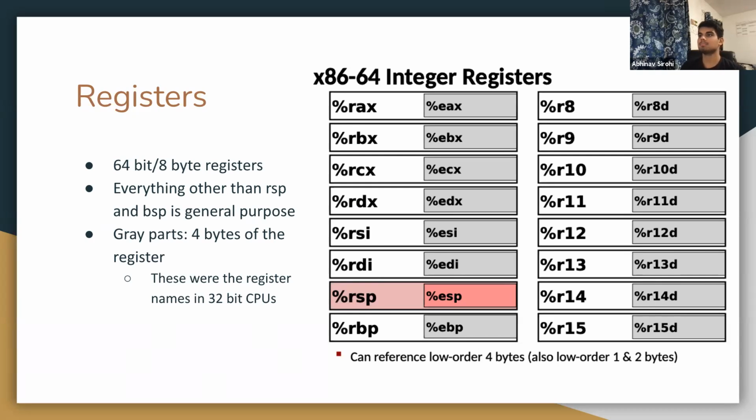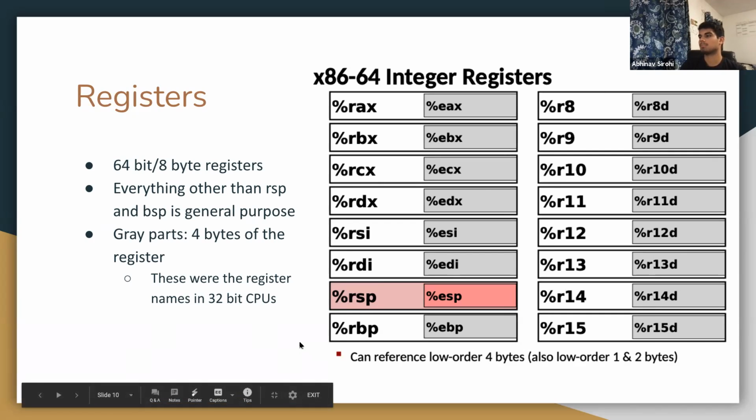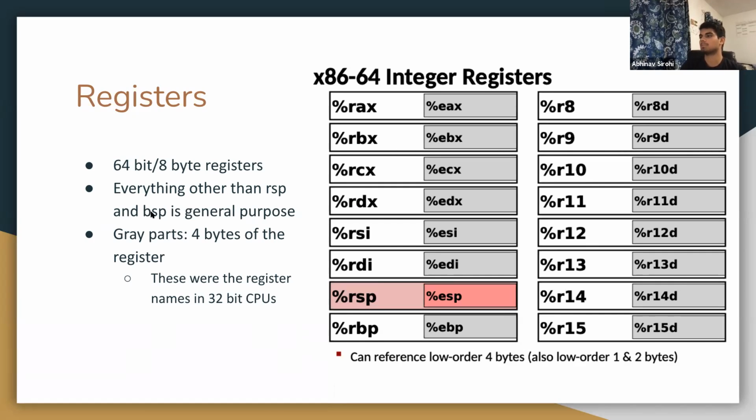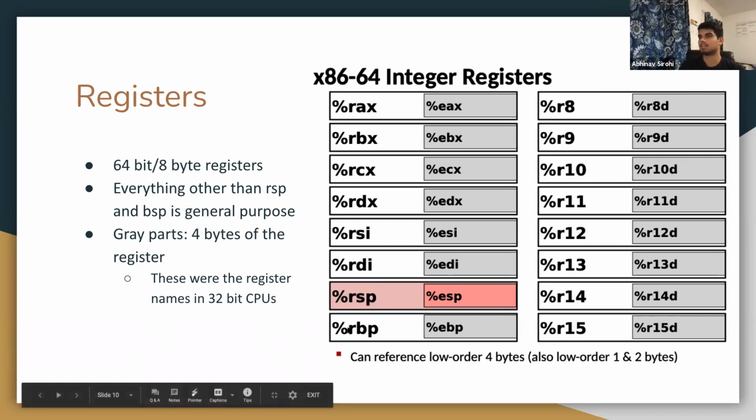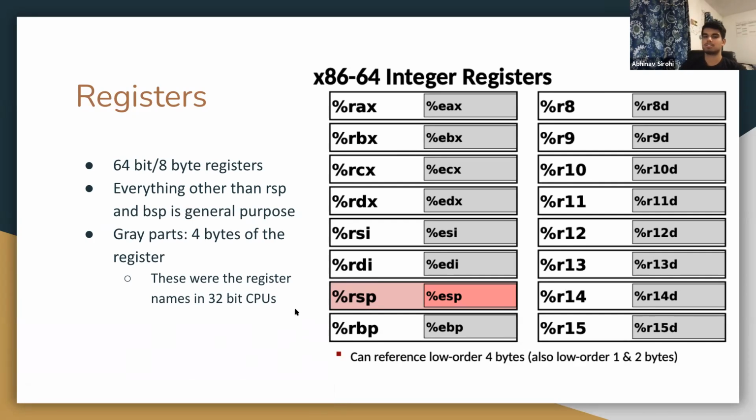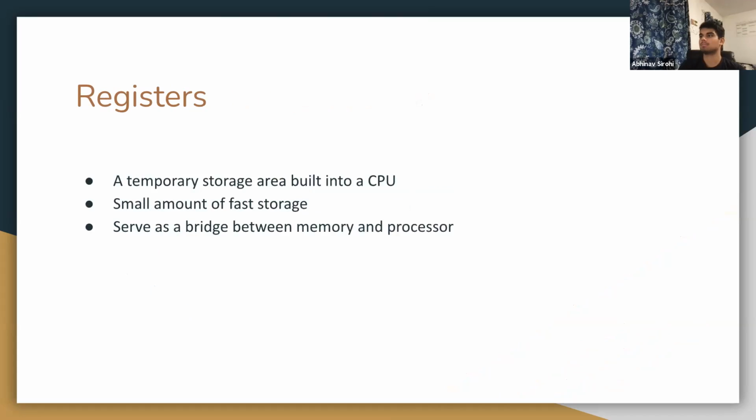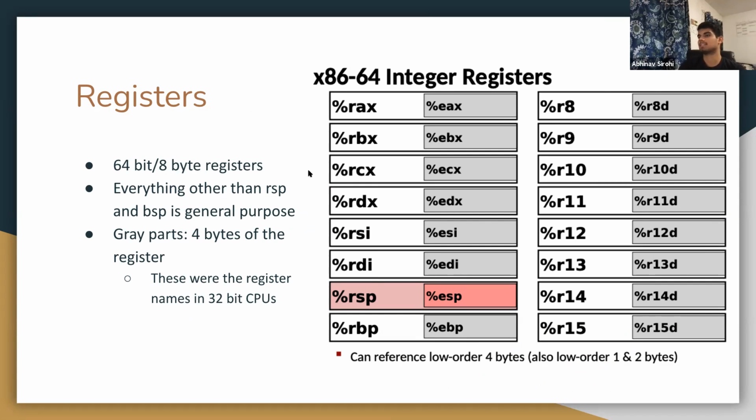Everything here other than RSP and RBP, which I'll correct on the slides when I post them since it says BSP, is a general purpose register. You see that we have these registers here, RAX, RBX, RCX, and then we have these gray portions. The gray portions are basically half of the register, 4 bytes long instead of the 8 bytes of the entire register.